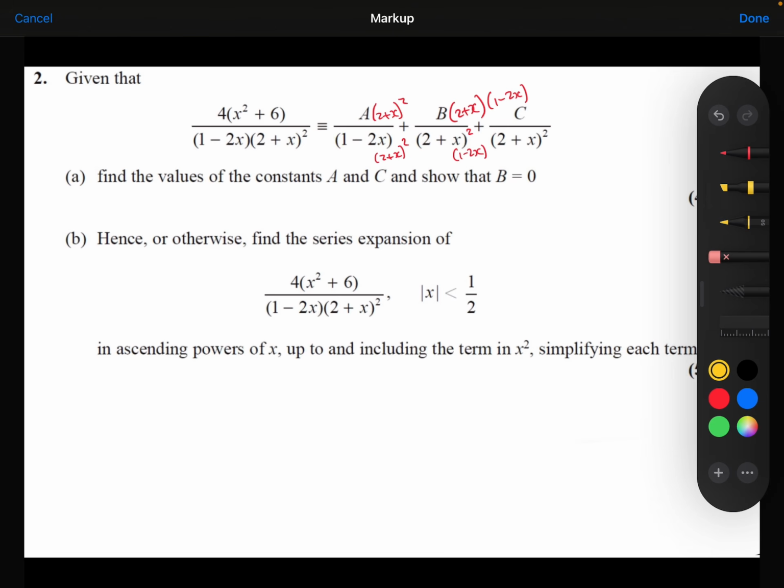Right, now let's move to the c term. The c is already over the (2 + x)², so it's already over this. We just need the 1 − 2x. Now this denominator is the same as this denominator. So every term on the right-hand side has the same denominator as the left-hand side. Therefore, the numerator on the right-hand side has to equal the numerator on the left-hand side. So let me write that out underneath.